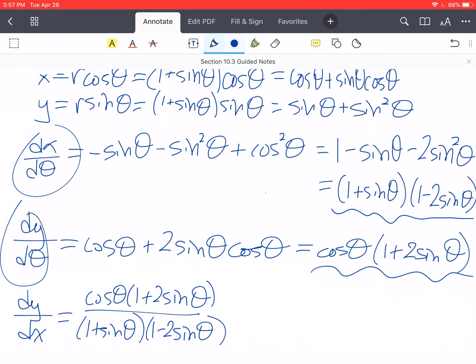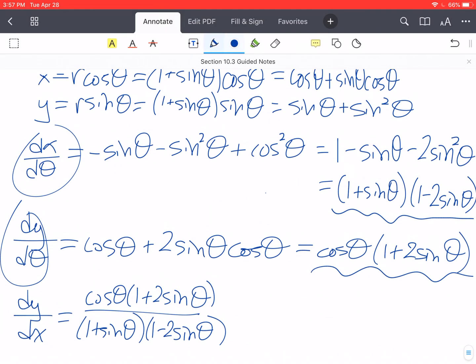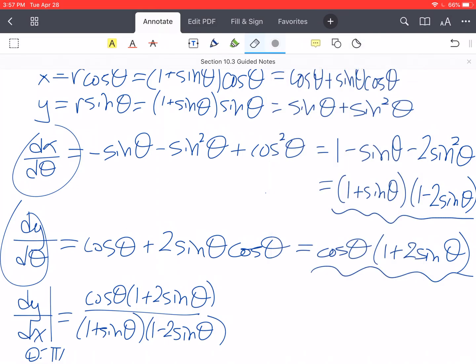Okay. And now we are trying to evaluate this, right? Because remember, the question's asking for the slope of the tangent when theta equals pi over 3. So we're going to go ahead and just do it right here. Evaluate when theta equals pi over 3. Okay, so let's just go ahead and evaluate at pi over 3.